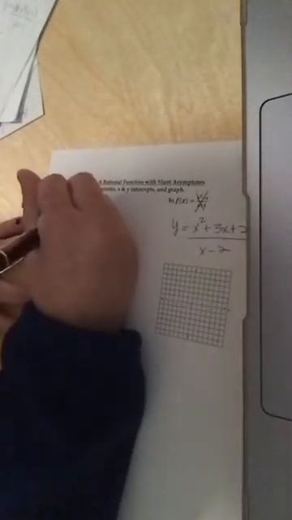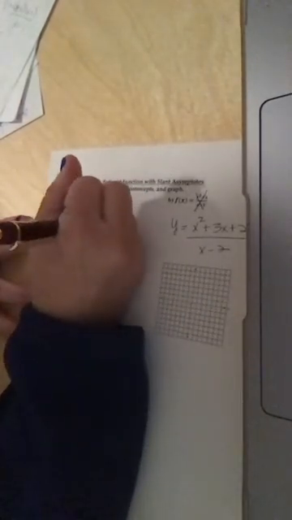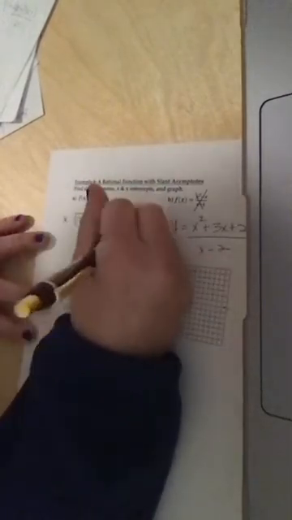So what we're going to do is take the top, 3x squared plus 1, and divide it by the bottom. And this is long division. You guys learned this in Algebra 2. So leading term, 3x squared, divided by x, the front term, gets us 3x. So we'll put that on top.